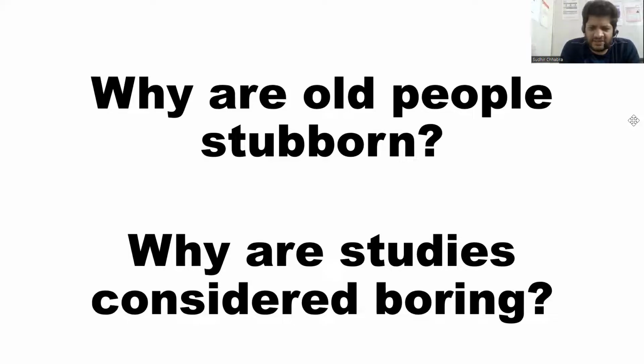And things are not very different when it comes to writing. If you're able to develop, you can get a very high score in task response, or task achievement. That's part one. So let's see, why are old people stubborn?